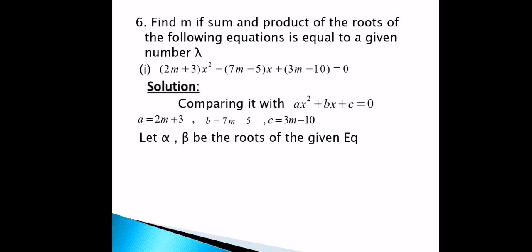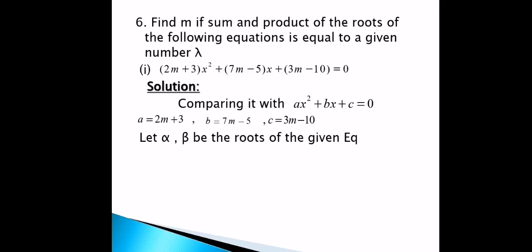Find m if the sum and product of the roots of the following equation is equal to the given number lambda. The point which is noticeable over here is that both the sum of roots and the product of roots are equal to a given number lambda. That is, they both are equal to the same number. So definitely both will be equal to each other.